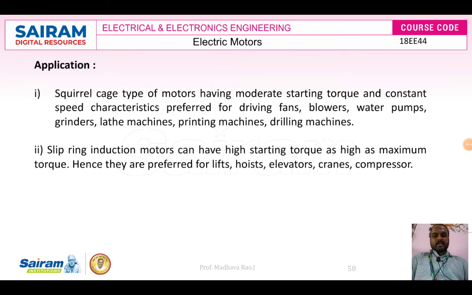So now we will see the applications of induction motor. Squirrel cage type motors have moderate starting torque and constant speed characteristics. Squirrel cage type motors are used in driving fans, blowers, water pumps, grinders, lathe machines, printing machines and drilling machines where we need constant speed. For constant speed applications we choose squirrel cage type motors since speed is constant.